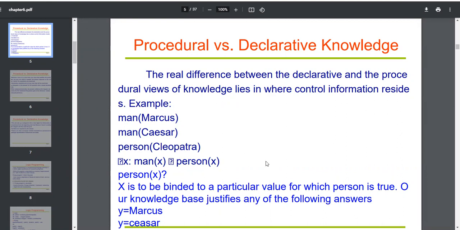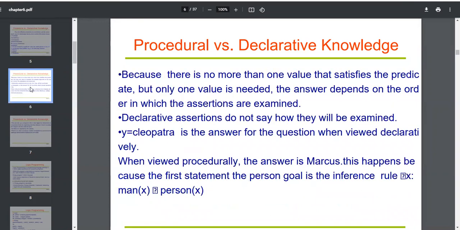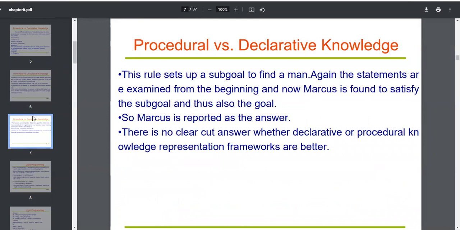So do you get the difference between procedural and declarative knowledge? In declarative knowledge, this rule is additionally added. The base information is these three lines only, and hence when you ask person X, it will focus on the predicate person only, not on this rule. While in the case of procedural knowledge representation, the knowledge embeds the controlling information, and hence when you ask person X, it is going to access from the first line, and hence man Marcus. So man Marcus implies person Marcus, and hence the value of X you are going to get is Marcus. That is the basic difference between procedural and declarative knowledge, seen with an example.